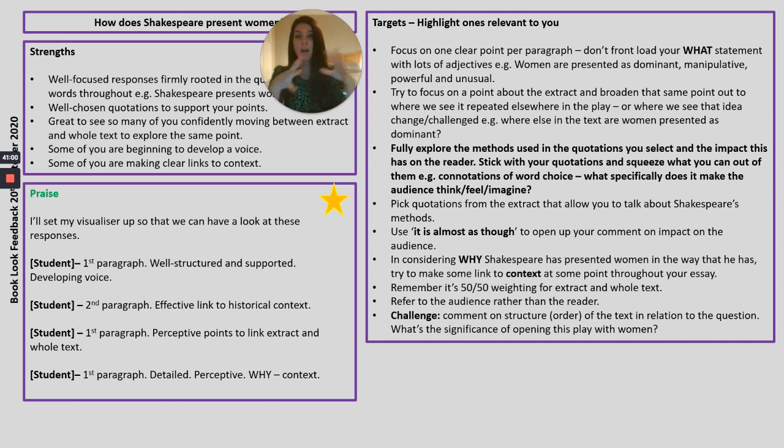I think as a class we were so fixated at the moment on trying to work out how you move from extract to whole effectively, that what happened was that students weren't sticking with their quotations and analysing them in depth. So what we did after going through this feedback is we exploded a quotation or two. So we started off with fair is foul and foul is fair, hover through the fog and filthy air, and we really picked that apart and looked at the range of things that you could say about that quotation to demonstrate how you could do that in your essay.